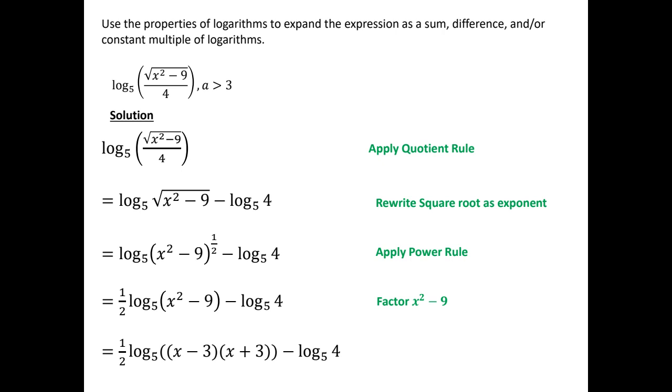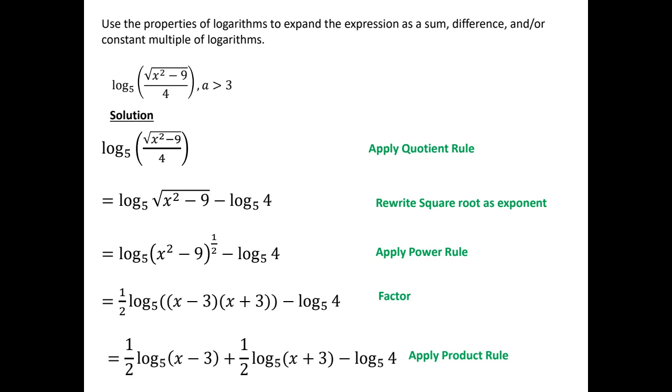That says that when I have two things that are being multiplied inside, I can expand by addition. Now don't forget the 1/2. I have to carry the 1/2 to the expansion. So my final answer now is going to be 1/2 log of base 5 of x minus 3, plus 1/2 log of base 5 of x plus 3, minus log of base 5 of 4.